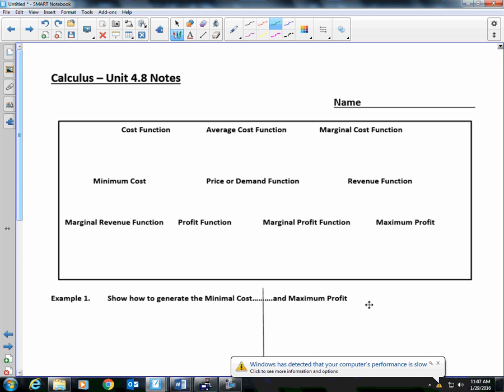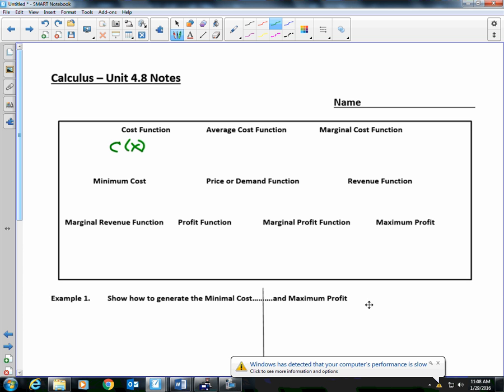You ready? Cost function is C of X. We've done this before. If it cost me $200 to make 20 pairs of shoes, what was the average cost? Try again. It cost me $200 to make 20 pairs of shoes. What was the average cost? 10. Yeah. No, your total cost is 200.